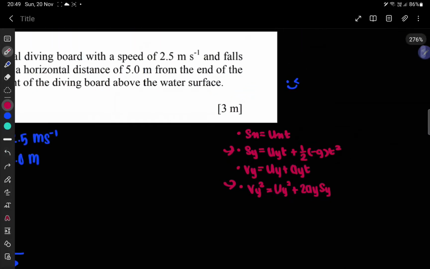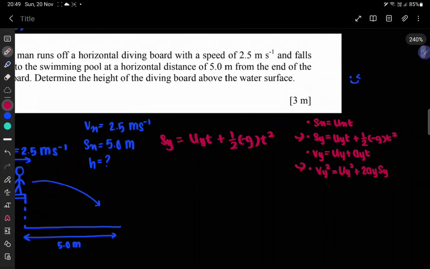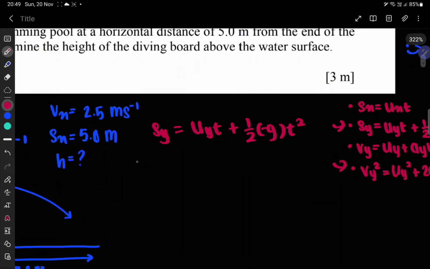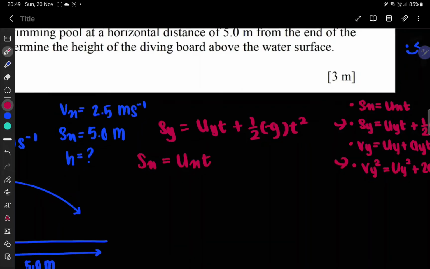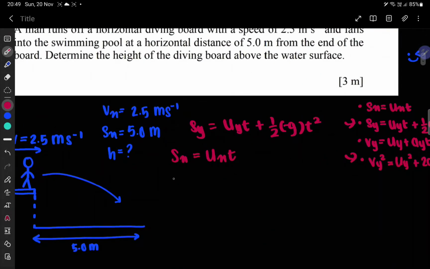So it will be Sy equals Uyt plus 1/2 negative g t squared. Okay, so the problem is that we don't have the information for the time. We don't know what the time is. So to find the time, we can use Sx equals UxT. Since we have the information for the horizontal distance, we can just substitute in.